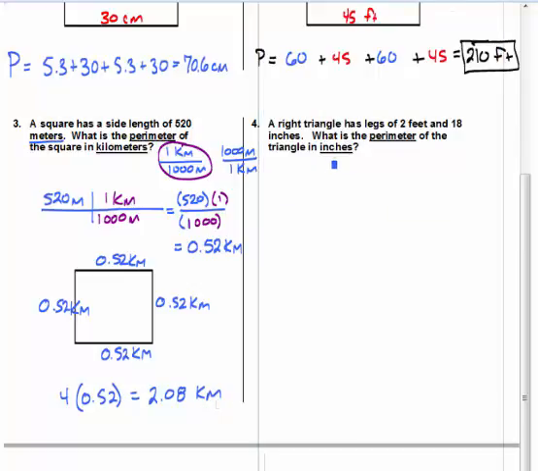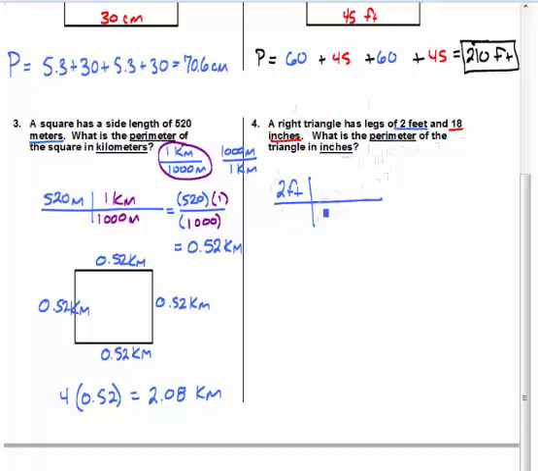Alright, the next one, it says a right triangle has legs of 2 feet and 18 inches. What is the perimeter of the triangle in inches? So I'm okay with the fact that I have 18 inches here, but I need to convert the 2 feet into inches. So 2 feet, and if you remember from before, we know that there's 12 inches in a foot, so I'm going to put 12 inches in the numerator and 1 foot in the denominator so that the feet cross out. And all we really end up doing here is multiplying 2 times 12. So we get 24 inches.